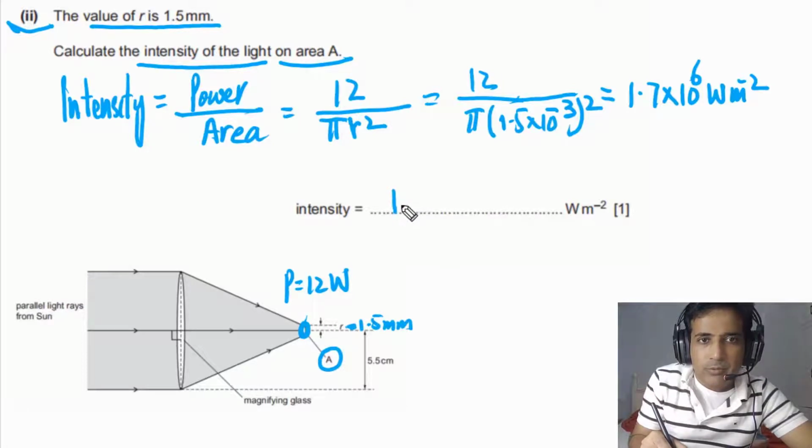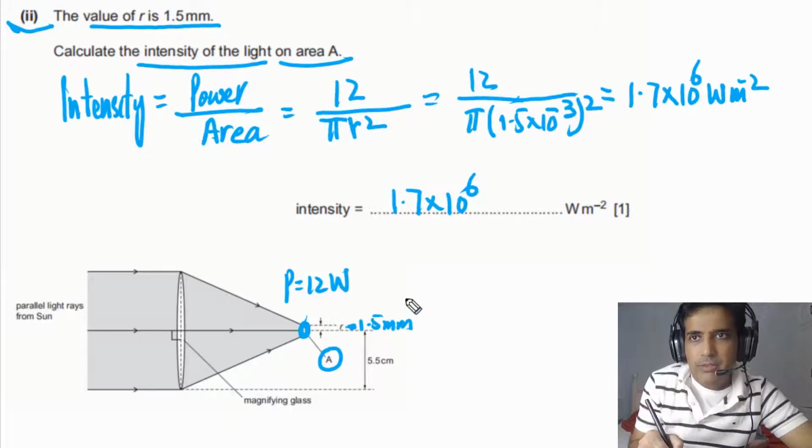So simply we can write down our answer: 1.7 times 10 to the 6. This question has only 1 mark, and that is the answer mark. If you have got the right answer, you will get this mark.